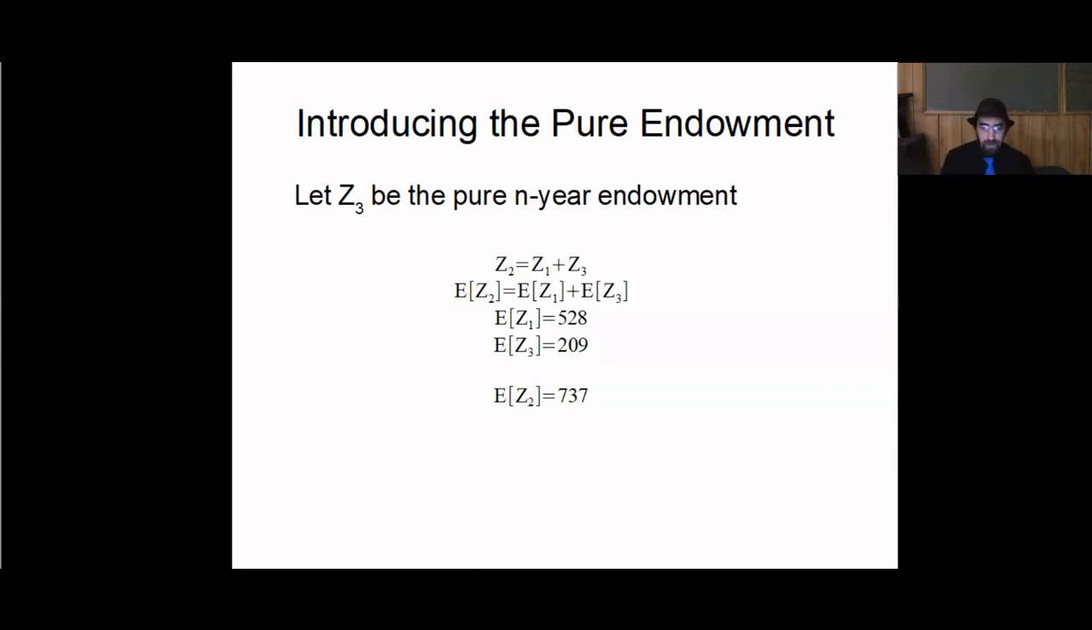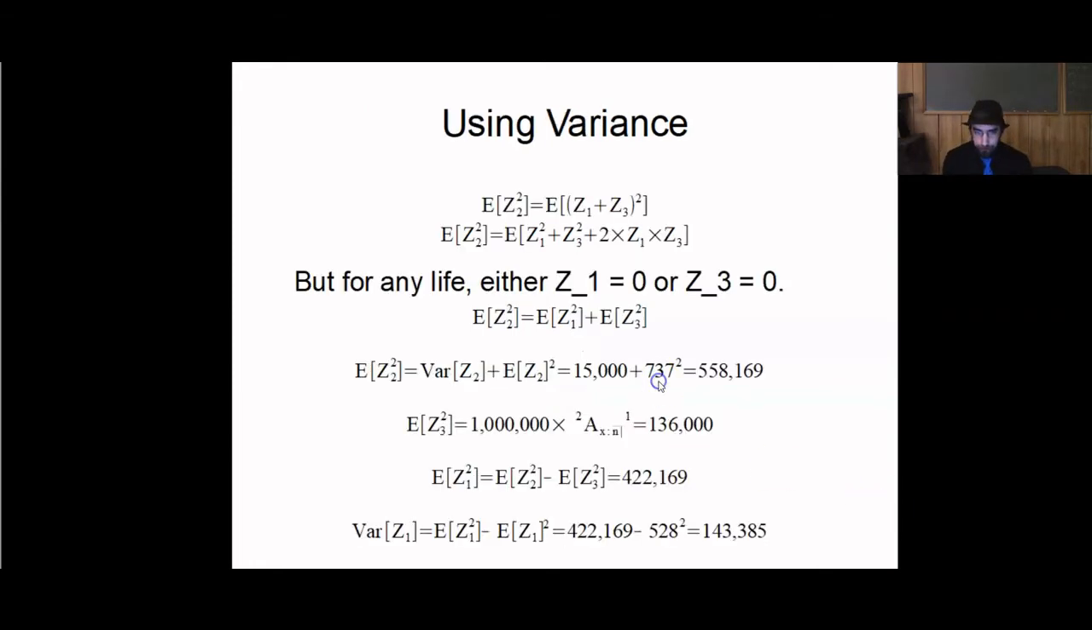Hopefully you remember linearity of expectations. They give us expectation of Z1 is 528. For Z3, we said that expectation of Z3 was going to be 0.209 times sum insured. The sum insured was 1,000, so expectation of Z3 is 209. You add those together, you get 737. Now let's look at the variance. Well, variance is mean of the square minus square of the mean.